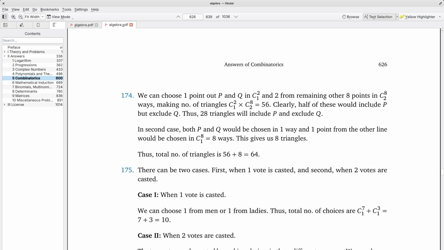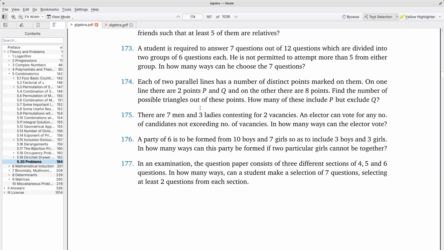Clearly, half of these would include P but exclude Q. Thus, 28 triangles will include P but exclude Q. That is the first case. In the second case, P and Q both will be chosen in 1 way and 1 point from the other line in 8 ways. Thus, we will have 8 triangles. The total number of triangles is 56 plus 8, that is 64.